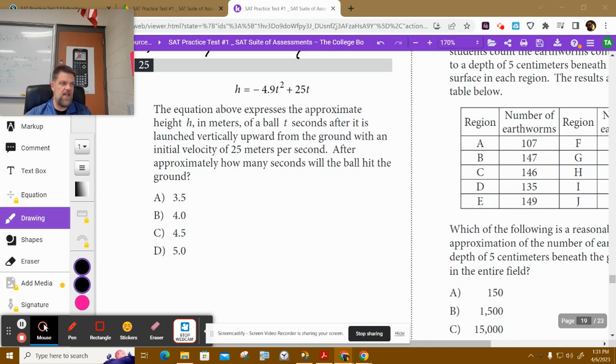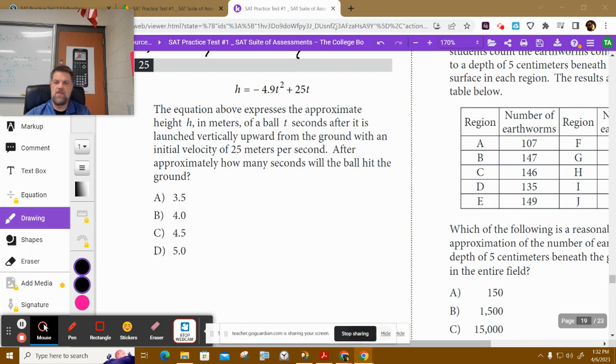Well, how do you know that? You're just guessing? Well, we could do the math. So what's the height going to be when it hits the ground? That's the first place we start. What do you think the height will be when we hit the ground?